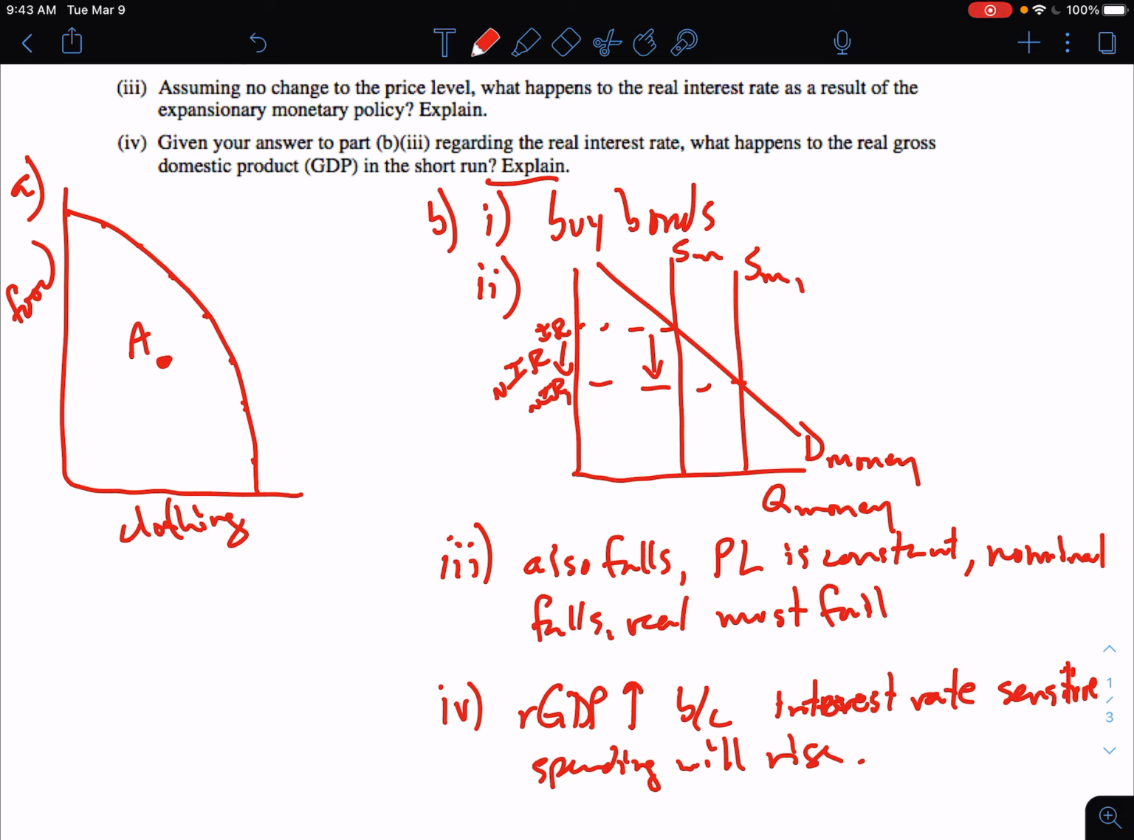You could talk about investment. You could talk about interest rate sensitive consumption. That would be okay. But you definitely need to say that interest rate sensitive spending will rise. And then you need to say, therefore, AD will shift right.